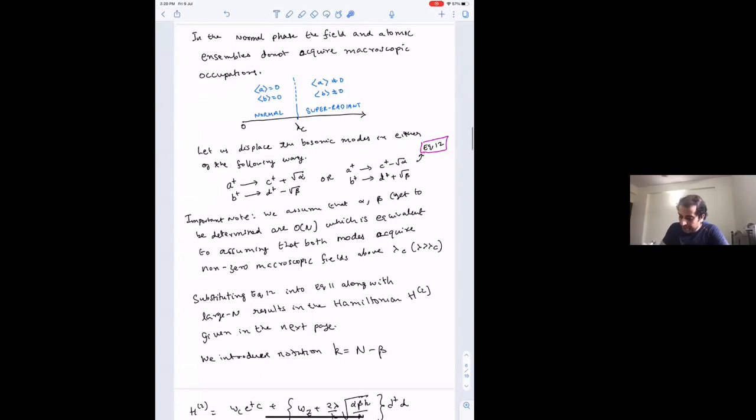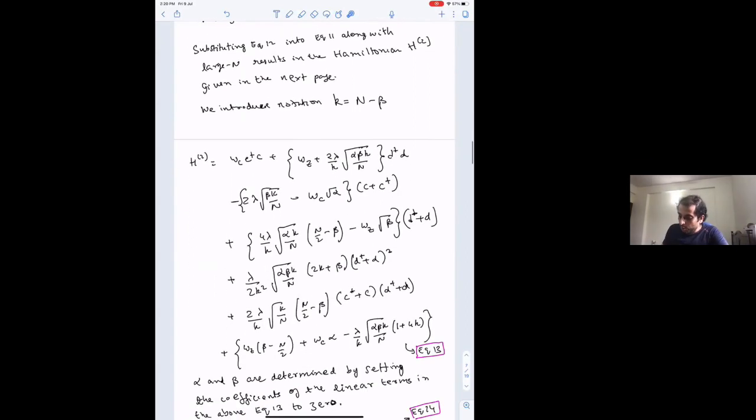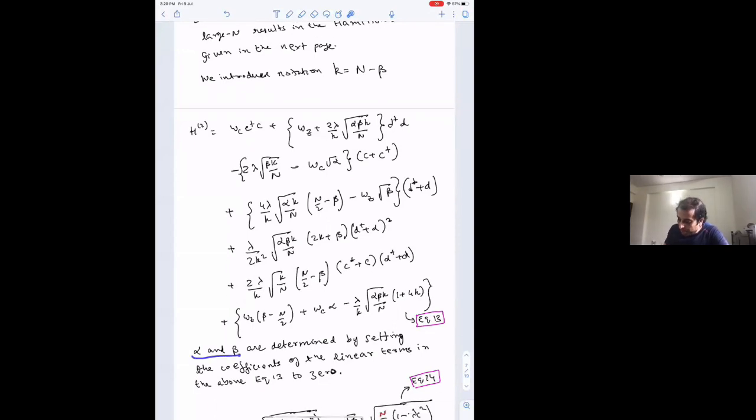So now we do the same thing. We substitute this and put it back into the Hamiltonian. Don't worry about the details here, let me just tell you what happens. You basically get some Hamiltonian and you do the same thing. Alpha and beta are determined by setting the coefficient of the linear term in the above equation to zero.